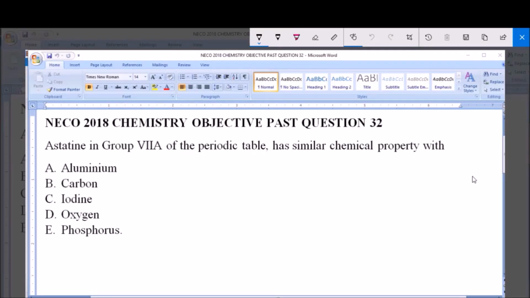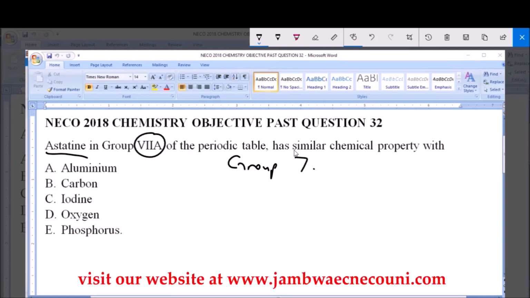Hello and welcome. I will be answering NECO 2018 Chemistry Objective Past Question 32. Astatine in group 7 of the periodic table has similar chemical property with A. Aluminium, B. Carbon, C. Iodine, D. Oxygen, E. Phosphorus. So we are given the group of this element, group 7. We write it out here. We are given the group of astatine, and we are asked for the element which it has similar chemical property with amongst the options.